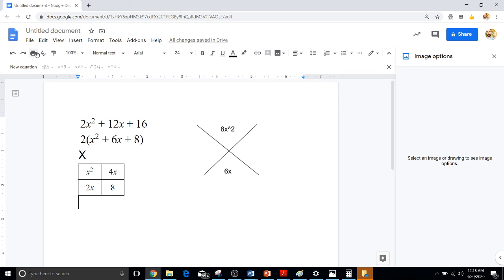That means the answer to this will be 2 times x plus 4 times x plus 2. And that's going to be the answer to this practice problem. So it was possible. That's going to be the end of this video.